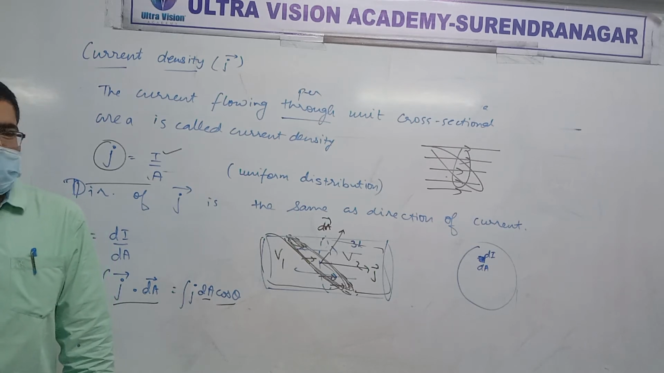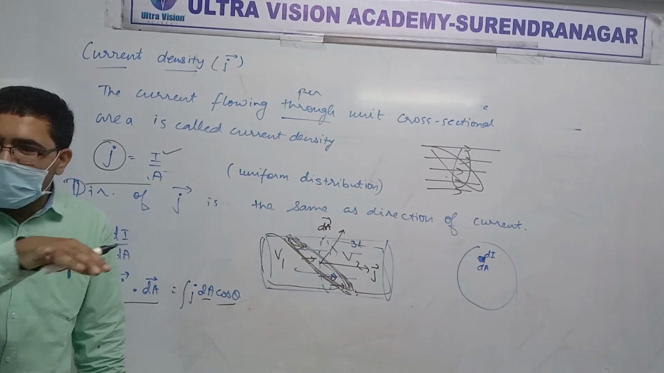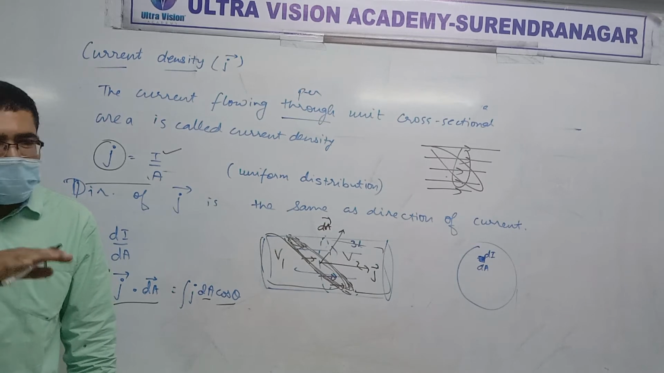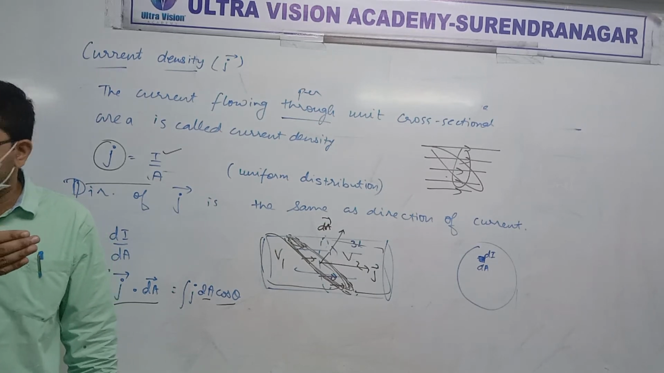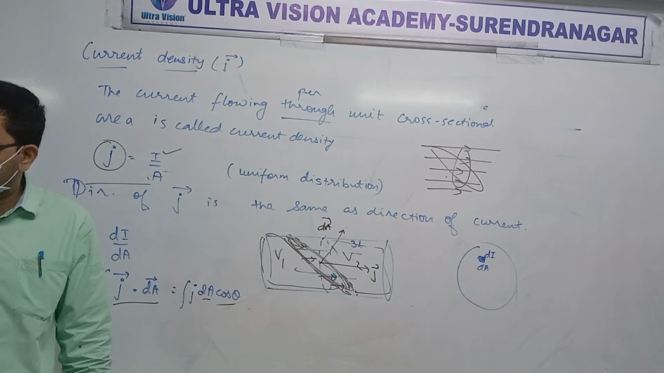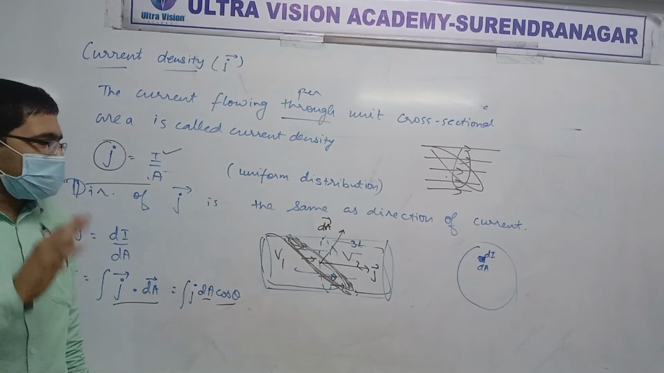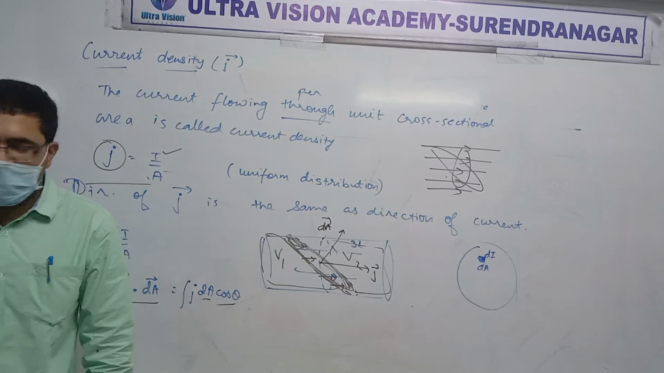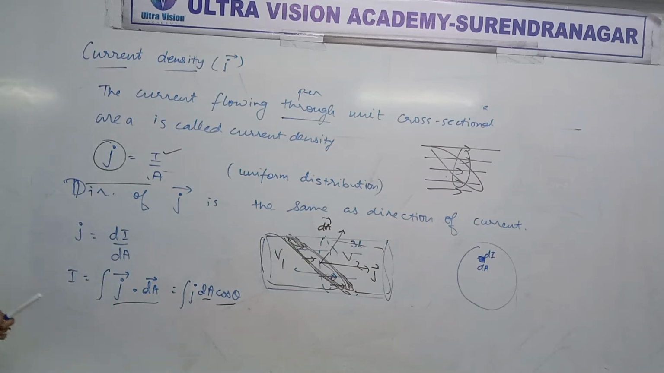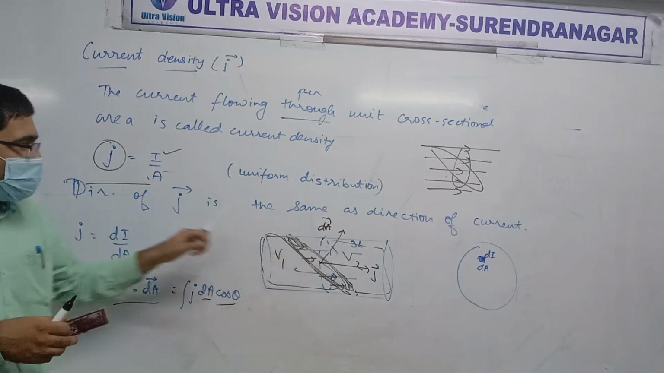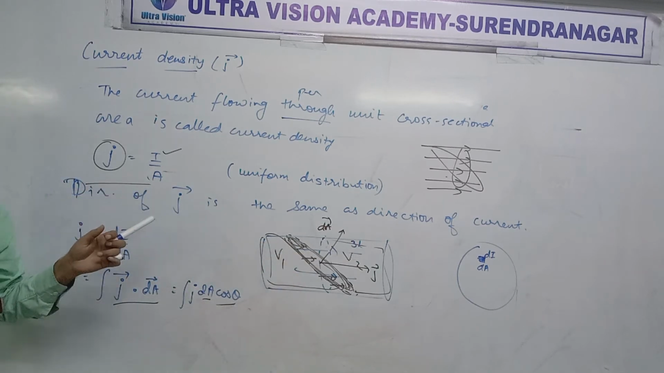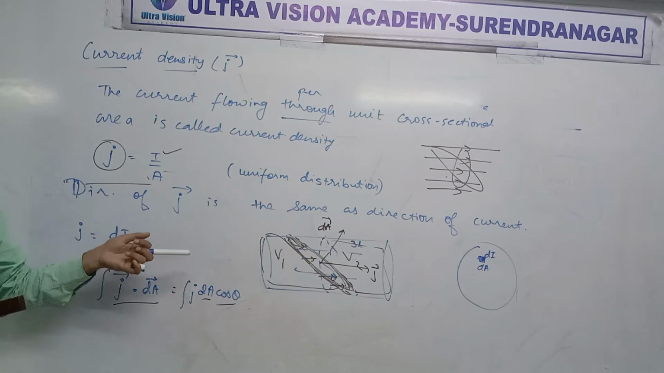When theta is 90, what will happen? Because then current will not flow through it. Make sense or not? Everyone understood this completely? So that is the entire thing. Nevertheless, that's the reason we actually need this as a vector. Otherwise, if you just say J equal to I by A, it's going to create a problem like this. Fine?